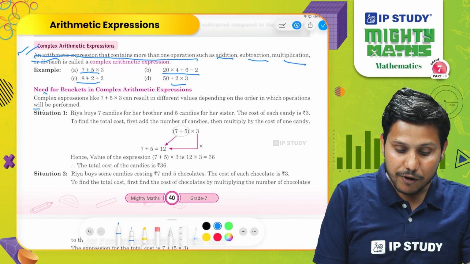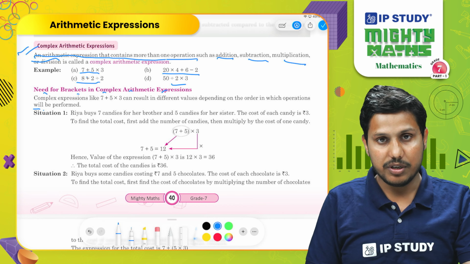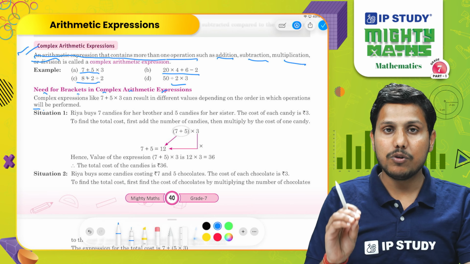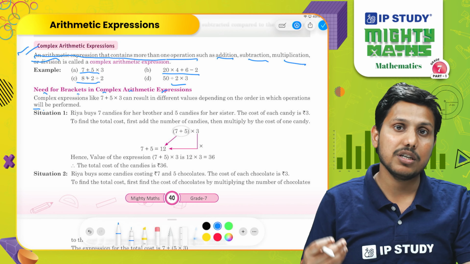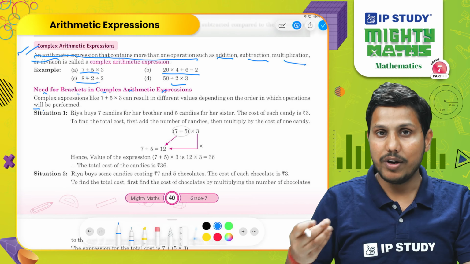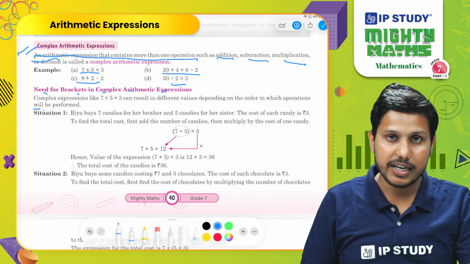Now, the need for brackets in complex arithmetic expressions. So we have to use brackets carefully when we have an arithmetic expression involving more than one operation, which is a complex arithmetic expression. Why?